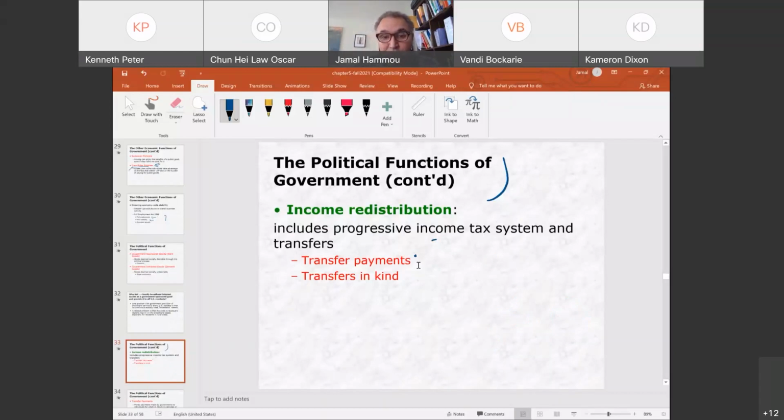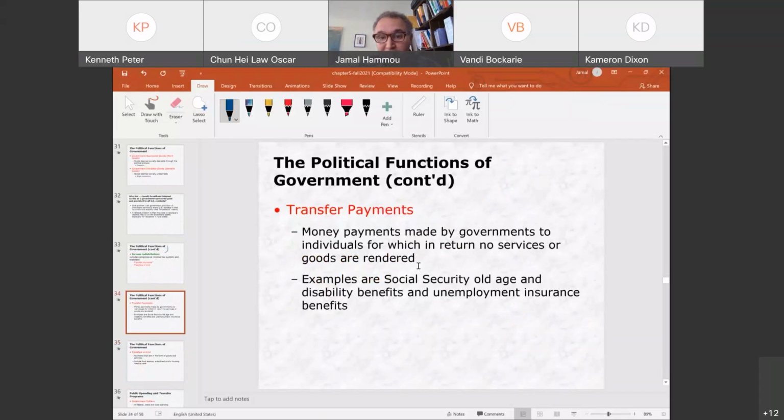Either distribution of income could be a transfer of payment, sending checks. Sometimes the government sends checks to people, like with COVID. Or you just give a transfer in kind. In kind means they give you specific items. So that's the difference. Transfer of payments is money paid by the government to individuals for which in return no goods or services are rendered. You're not paid for anything. You didn't produce anything. The government gives you the money. So Social Security, for age and disability benefits, and unemployment insurance benefits are all transfer payments.